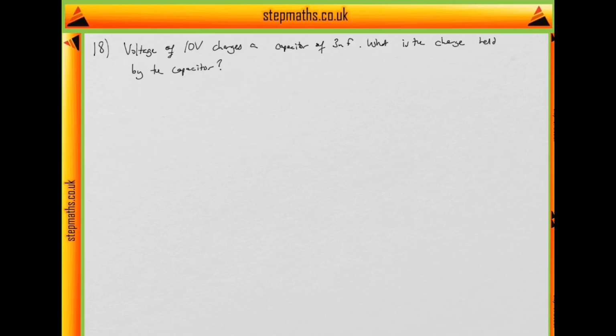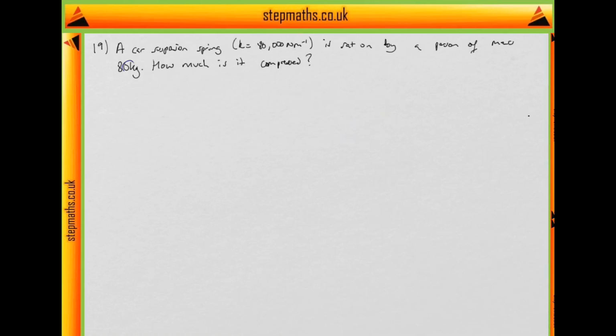So in question 18, we're told a capacitor of capacitance 3 nanofarads is charged with a voltage of 10 volts. And we're asked what is the charge held by the capacitor. Well, we know that Q is CV, where Q is the charge of the capacitor, C is its capacitance, and V is the charging voltage. So simply subbing in, we get Q is equal to C, 3 nanofarads, so 3 times 10 to the minus 9, times the voltage 10 volts, which is equal to 3 times 10 to the minus 8 coulombs.